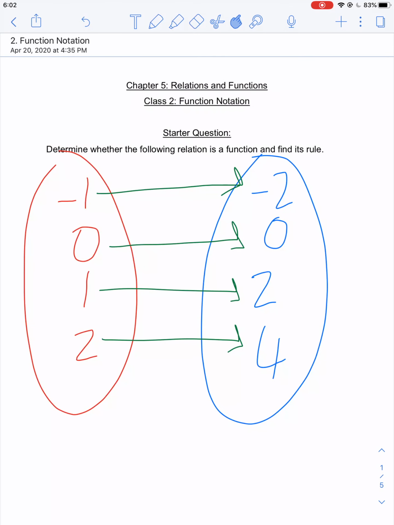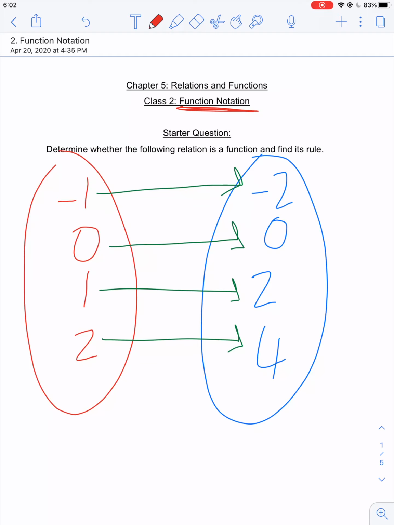Okay, so in this class I will introduce the function notation. Again, I'm not too sure what you guys do in grade 9, but I think this is something you haven't seen before. So this might be something new for you. But what you have seen is my starter question.